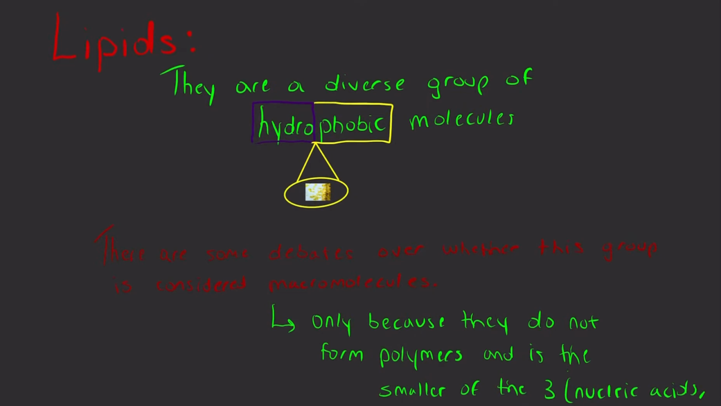There are some debates on whether this group is considered a macromolecule. The reason is that they do not form polymers. If you remember in our other video talking about carbohydrates, carbohydrates are made up of polymers, and these polymers are made up of something called monomers. Even in proteins, protein synthesis, these large proteins are made up of polypeptides, and these polypeptides are made up of amino acids. So lipids don't have this special polymer type of thing going on. Rather, they have something else that they use to link together.